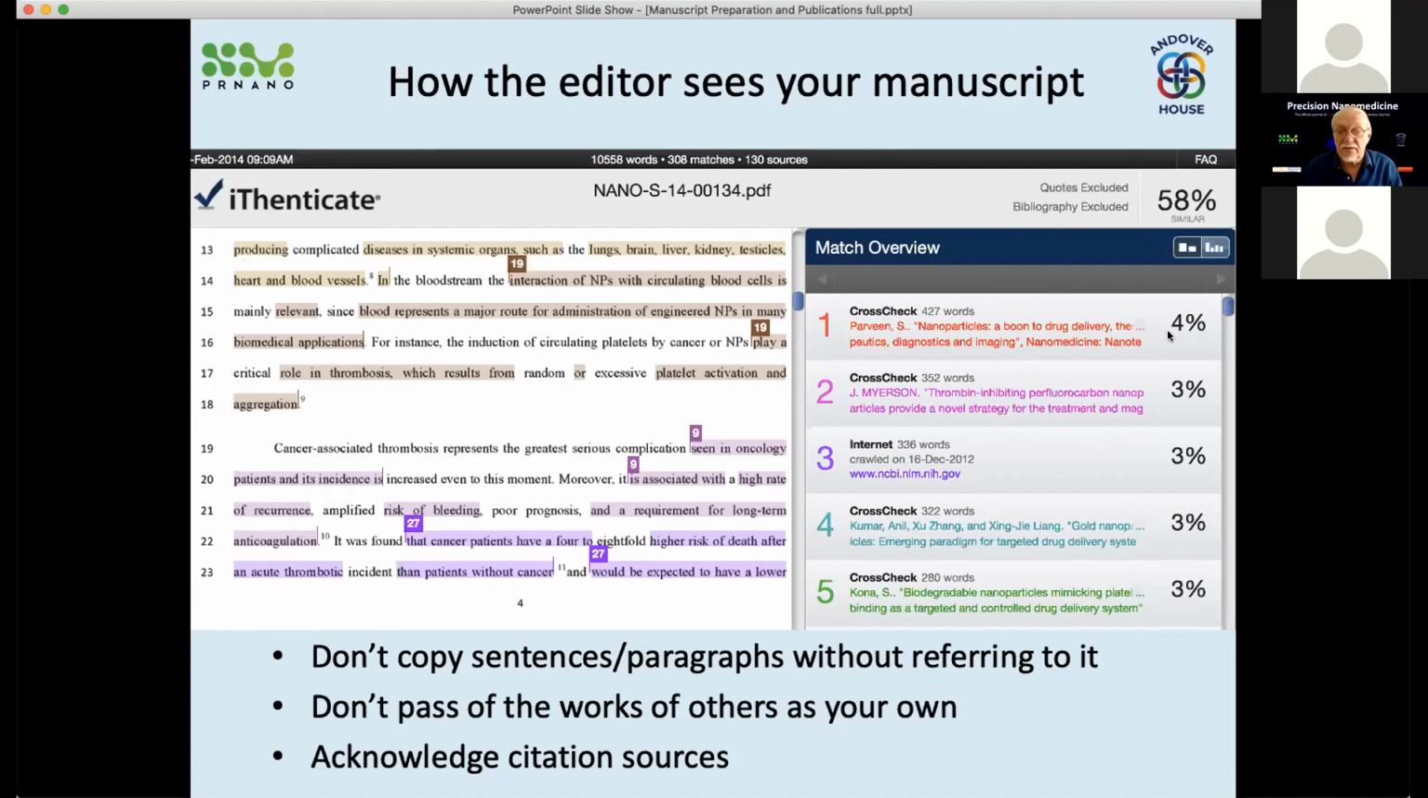So that's 4% here, the other one for the Meyerson article, and so on. So what is to remember? Don't copy sentences or paragraphs without referring to it or quoting it. Use quotation marks. Don't pass the works of others as your own, especially when I've seen it many times.